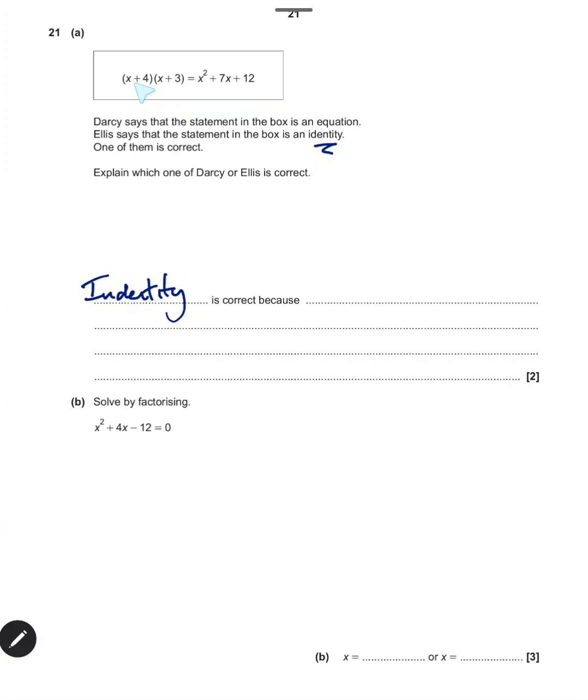And the reason it's not an equation is that when you expand these brackets, you always get this. There's no other answer to these brackets expanded. So I'm just going to write that down as well. It's a bit of a weird one to try and explain, but this will always come to this.